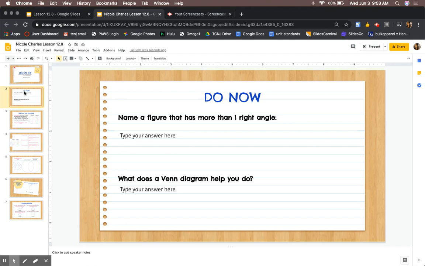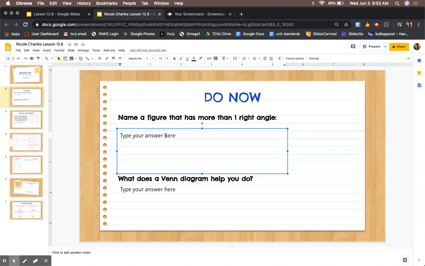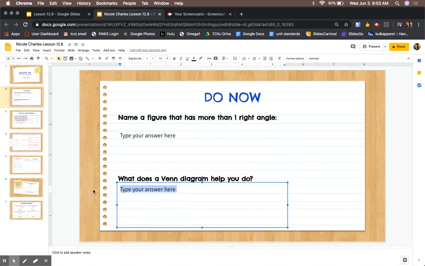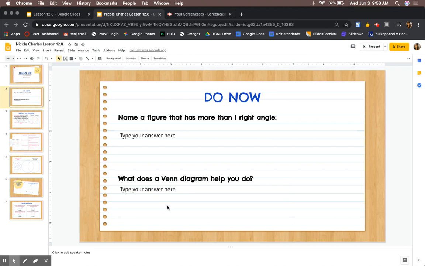So to start off, we have a do now. So just take about 5 minutes to answer these questions. The first question is name a figure that has more than one right angle. So please name at least one figure, but if you can think of more than one figure that has a right angle, then do that. So you could just click here and type your answer. And then this one as well, it says, what does a Venn diagram help you do? So just click, highlight, and then type your answer down there. So just take about 5 minutes to answer this do now, and then we can go on with the lesson.